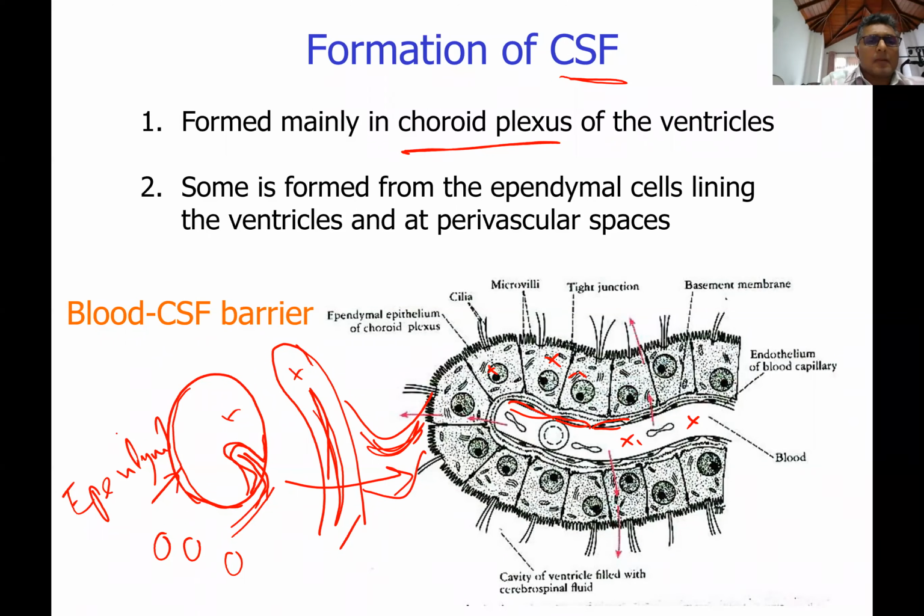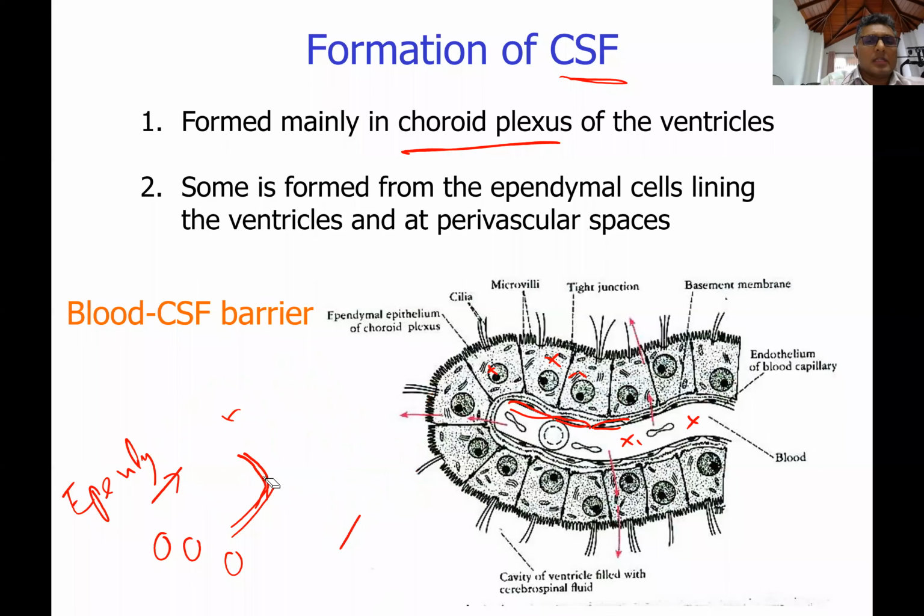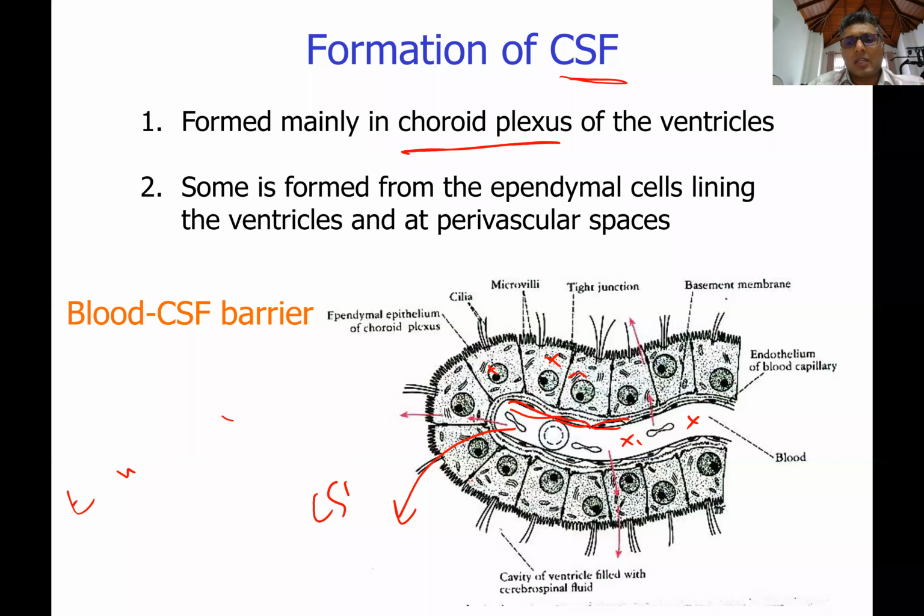And since whatever goes into the blood will not be 100% allowed to be filtered into the CSF, this acts as a barrier actually. These two cell layers act as a barrier, which is called the blood CSF barrier. So if somebody asks which forms the blood CSF barrier, it's the ependymal cell layer and the endothelium of the cerebral capillaries. Okay. There's another one called the blood-brain barrier that is between the neurons and the blood vessels. This is between the cerebrospinal fluid and blood vessels. It's called the blood CSF barrier, cerebrospinal fluid.